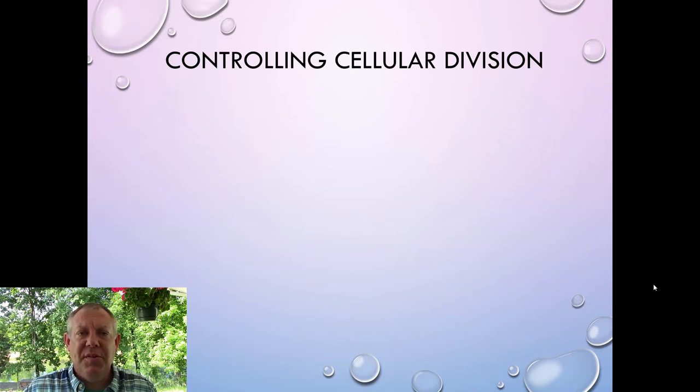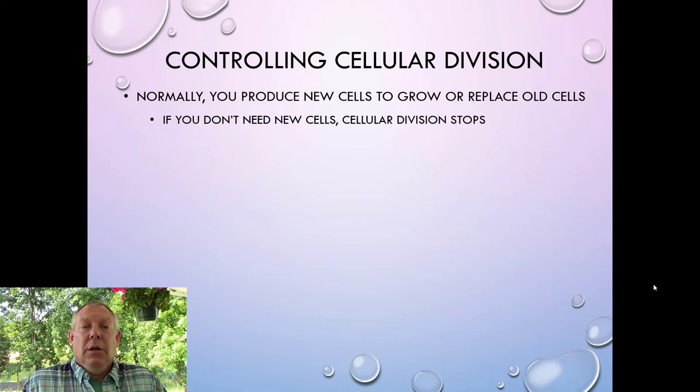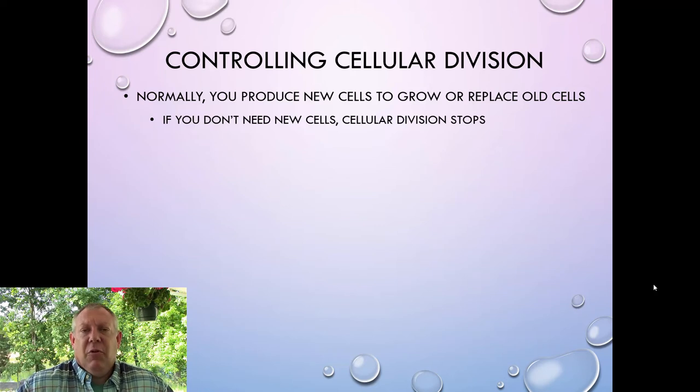Now, what controls this in the cells? Normally, if you're growing, you've got to have active mitosis. You've got to produce new cells to grow. Also, you've got to replace old cells. So once you reach puberty and you stop growing in height, you might fill out, or if you're working out, build muscle. But mostly, once you reach puberty, now you just have old cells dying and new cells being produced.